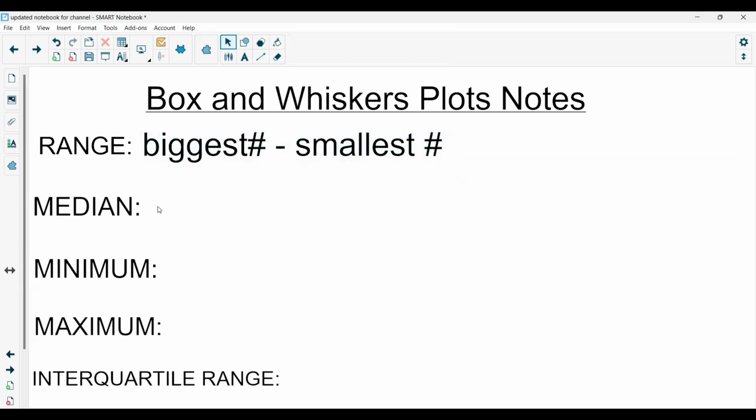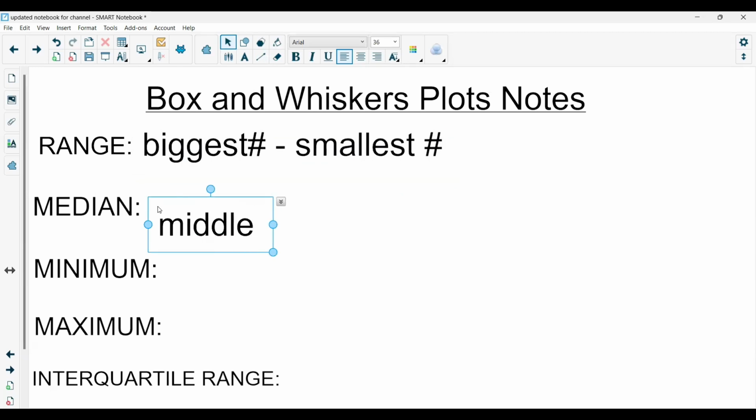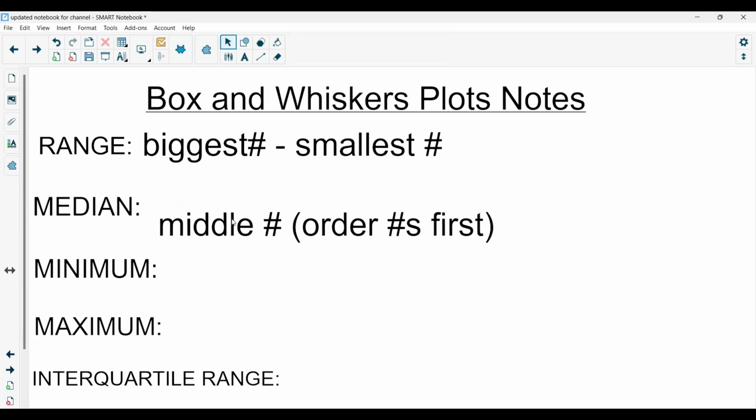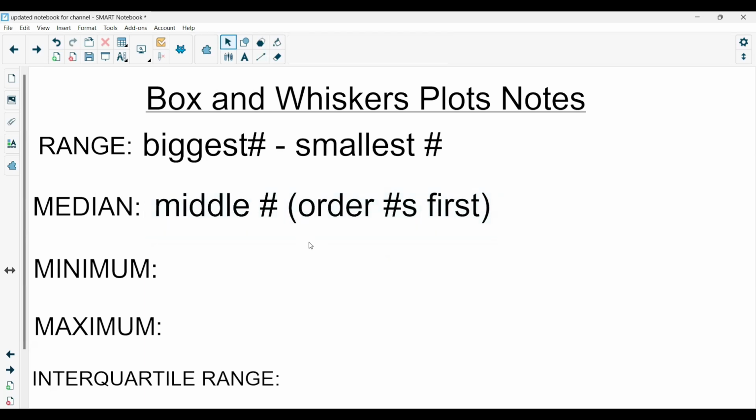Okay? Median, it might sound familiar to you. Some of you may already know what median is. Median is the number in the middle. Okay? So let's just put middle number. But you have to put all your numbers in order first. Okay, middle number, and we have to order numbers first. So every time we get a set of numbers, we're always going to put them in order from the smallest number to the biggest number. If a number is listed more than once, you're still going to write that out more than once.